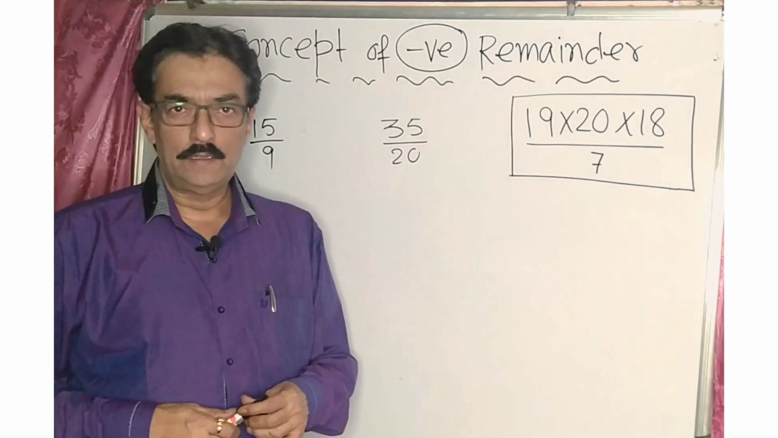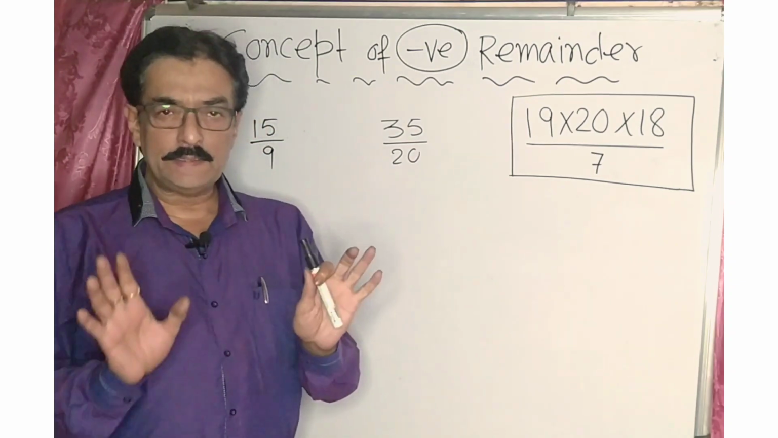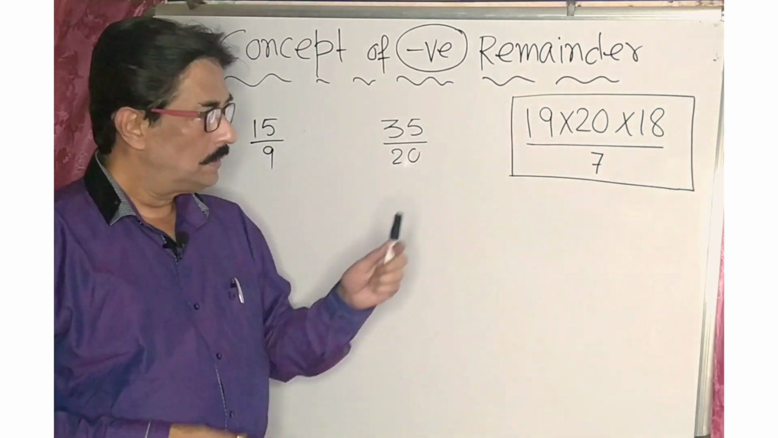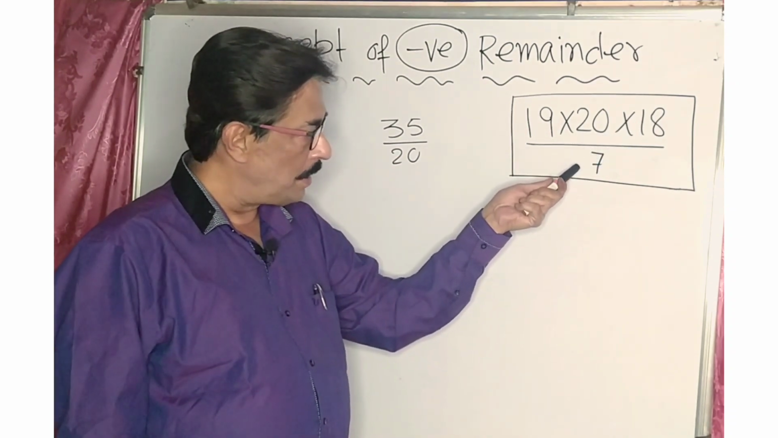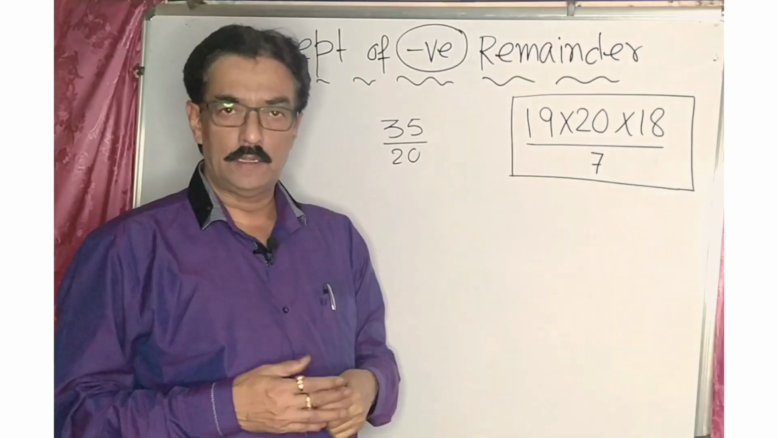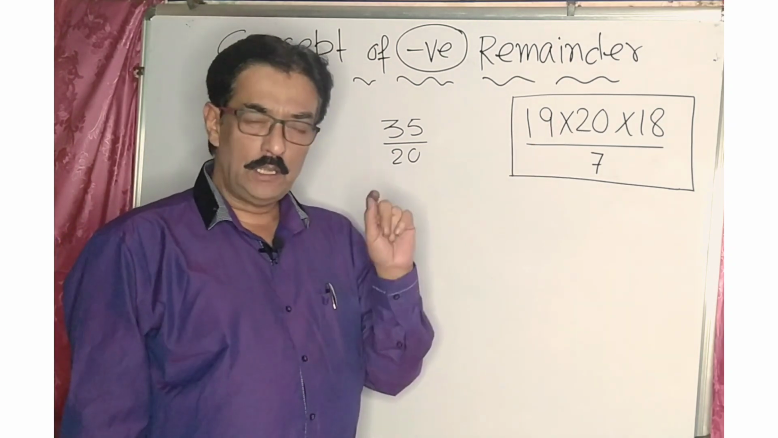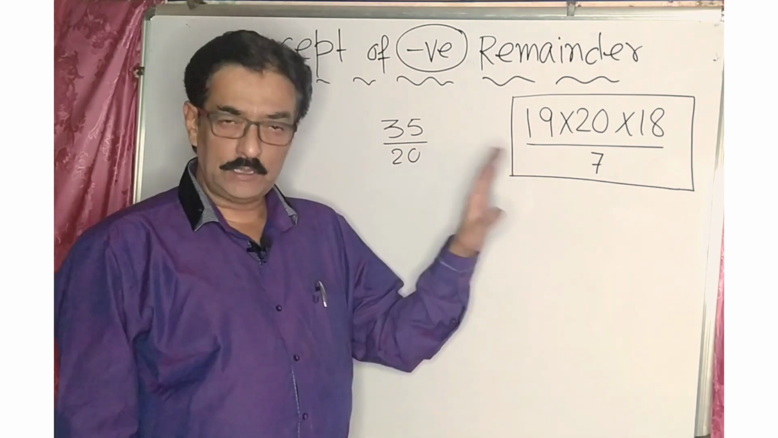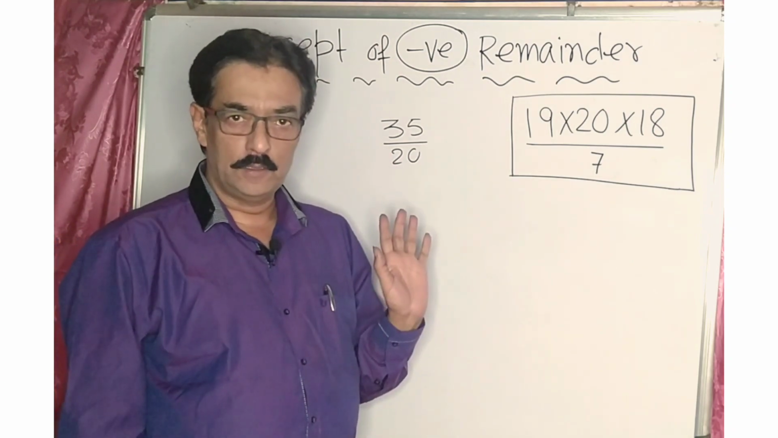Our next topic, the concept of negative remainder. Let us take one small example. 19 into 20 into 18, when divided by 7, what will be the remainder? Even a small child can do this. But you have to do it very fast. This is why you have to understand the concept of negative remainder.